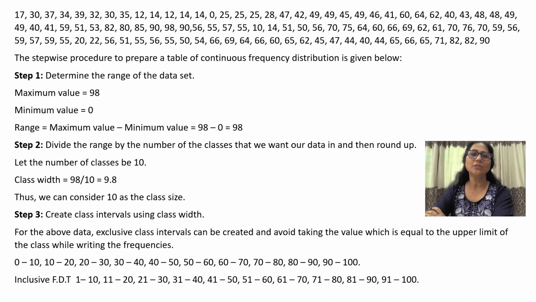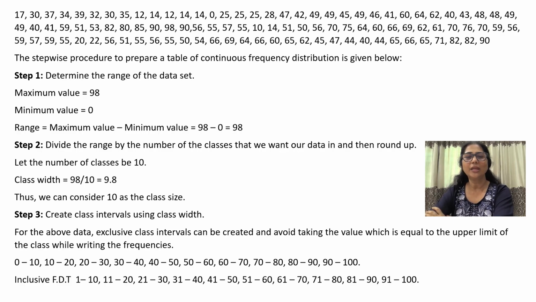The second step is to identify the number of classes by which we can construct a continuous frequency distribution table. For that, we take the range 98, and if we want a class interval of 10, we can easily calculate the number of classes as 9.8. We can round it and consider it 10. So we calculate the number of classes, how many classes with the class interval of 10.